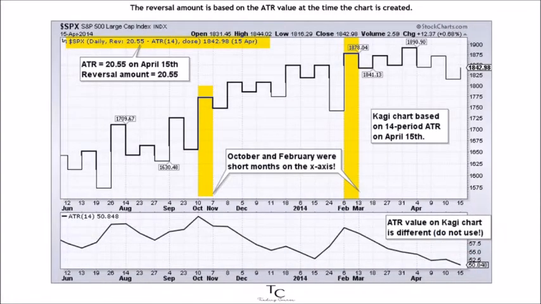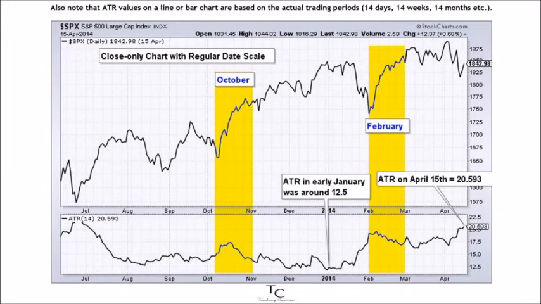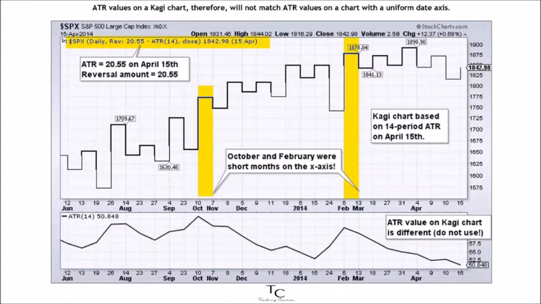The reversal amount is based on the ATR value at the time the chart is created. Should the ATR value change in the following days or weeks, this new value would then be used as the reversal amount, which means the look of the Kagi chart will also change. Also note that ATR values on a line or bar chart are based on the actual trading periods, 14 days, 14 weeks, 14 months, etc. ATR values on a Kagi chart, therefore, will not match ATR values on a chart with a uniform date axis.